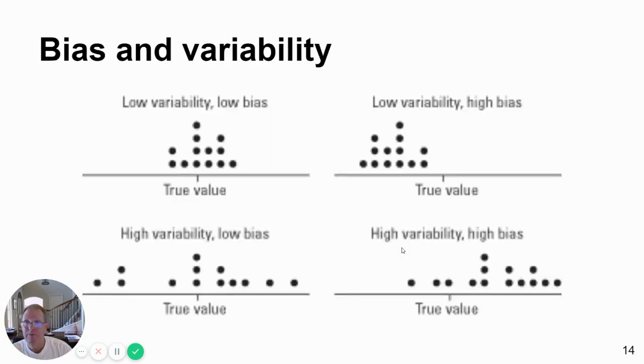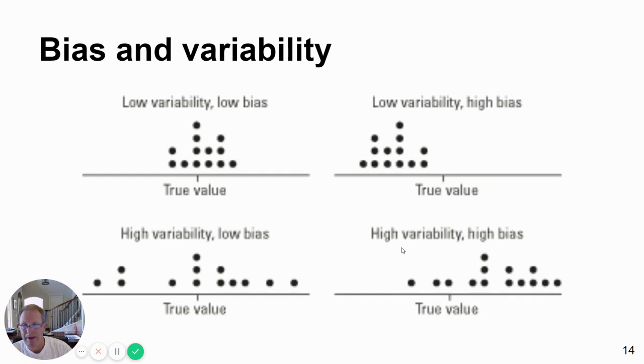Now here's a graph illustrating the meaning of bias and variability. On the upper left, we have low variability and low bias. That's what we like. You can see that the distribution of my statistic is centered over the true value, and all of my statistics are tightly clustered together. That's what we like to see. On the upper right, again, I have low variability. All of my statistics are clustered close together, but this time I have high bias. They are not centered over the true value.